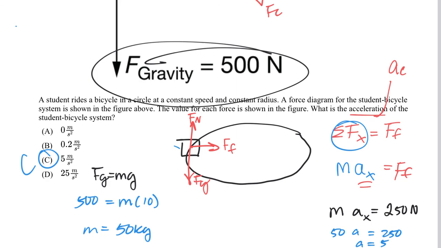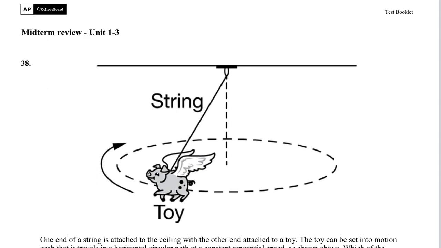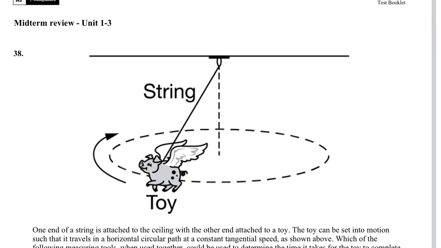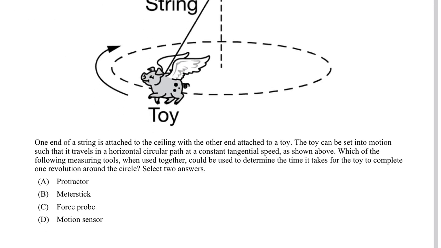All right, going on to our next question, number 38. It's going to be very similar, and we're going to do more practice with this, to the question that we did on Friday, just recently. We have a string and a toy. One end of a string is attached to a ceiling while the other end is a toy. Which of the following measuring tools, when used together, could be used to determine the time that it takes for the toy to complete one revolution around the circle?